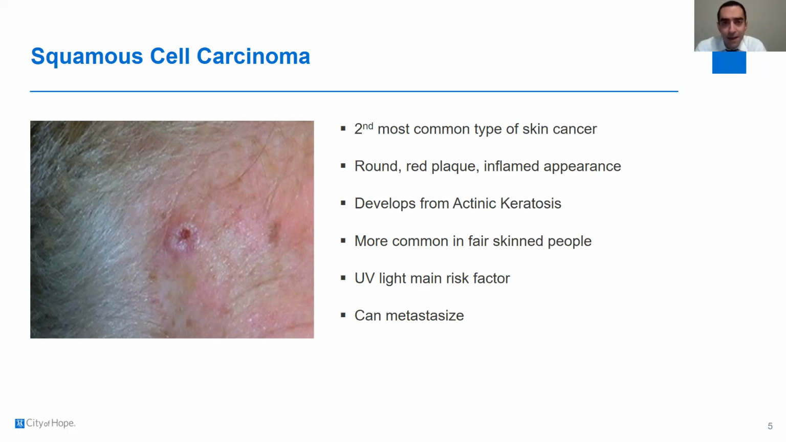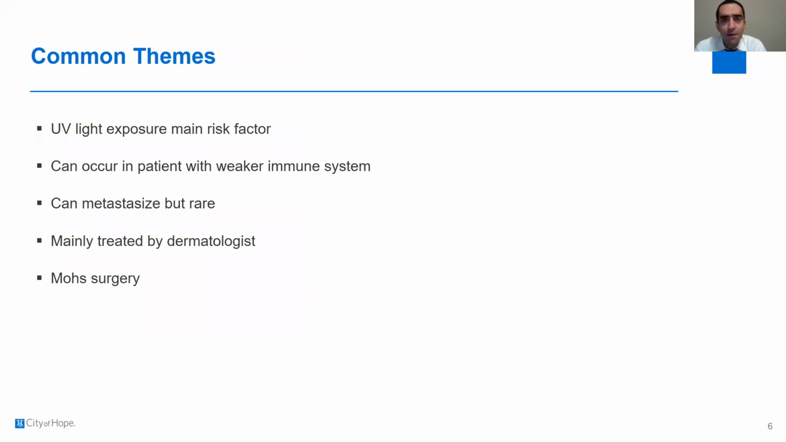The main risk factor for squamous cell cancer is, again, UV light exposure. Those types of cancers can also spread, but it's very rare. What are the common themes with those non-melanoma skin cancers? The common themes are age and exposure to UV light. Duration of exposure to sun and UV light are the main risk factors. And just like any cancer, the immune system plays a major role in controlling cancer cells in our body.